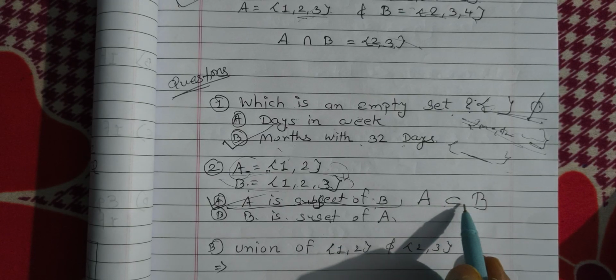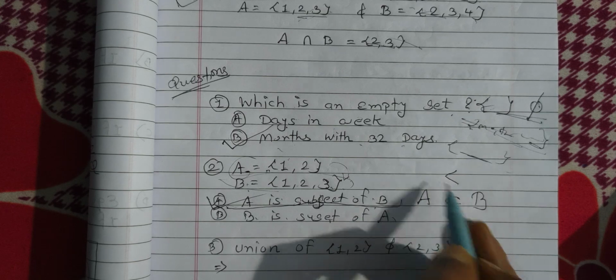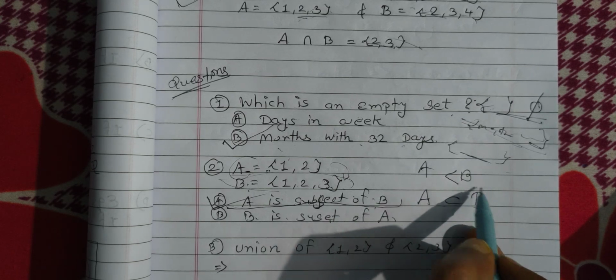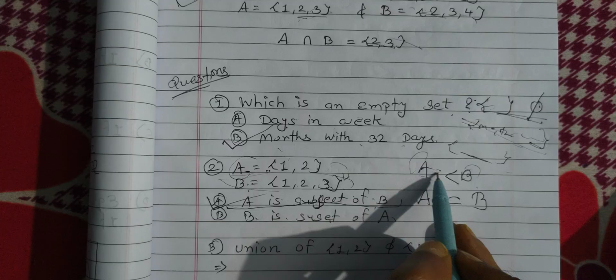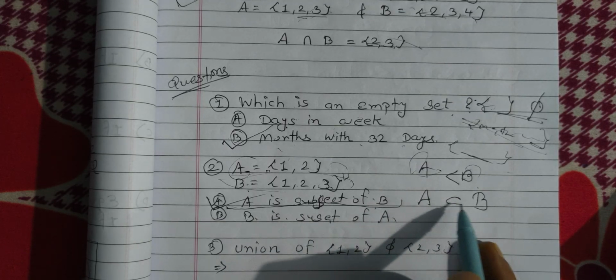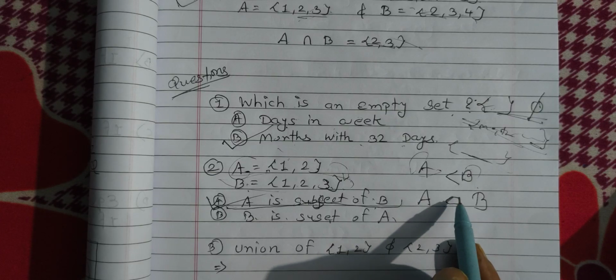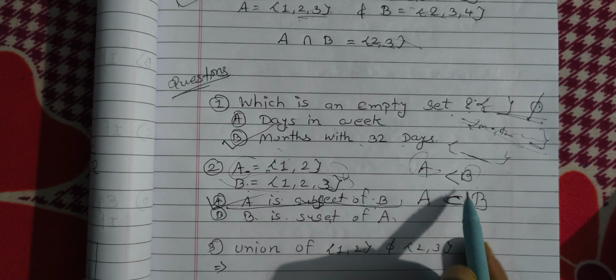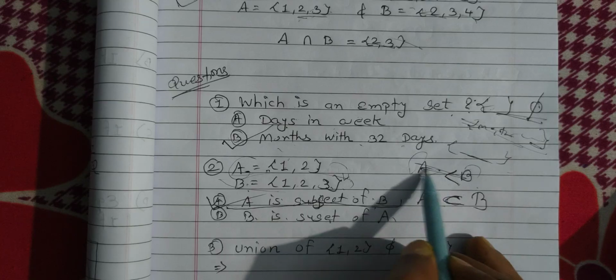Don't confuse this symbol with this one. This one means bigger, this one means smaller, which is true here in this case as well, but for sets we use this symbol. This is for numbers only.